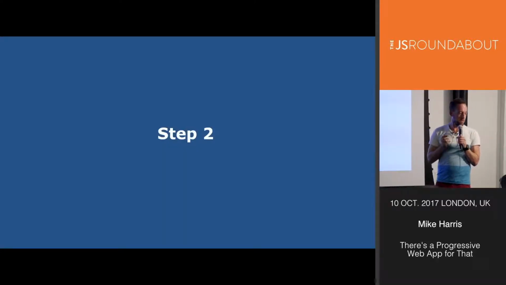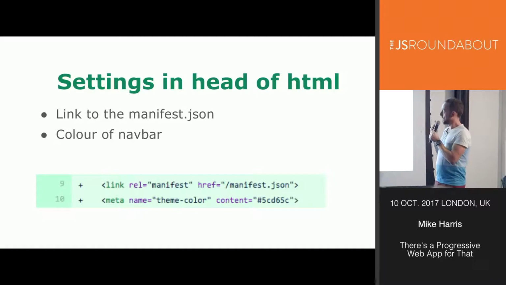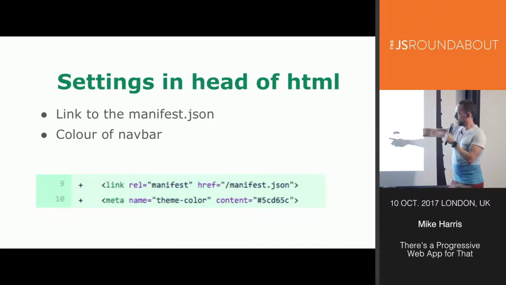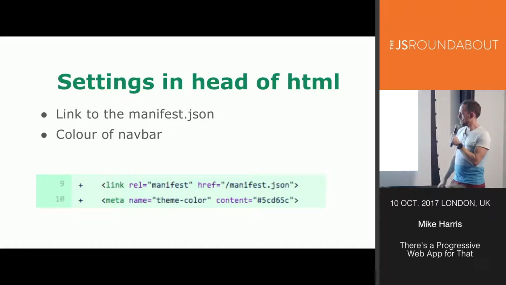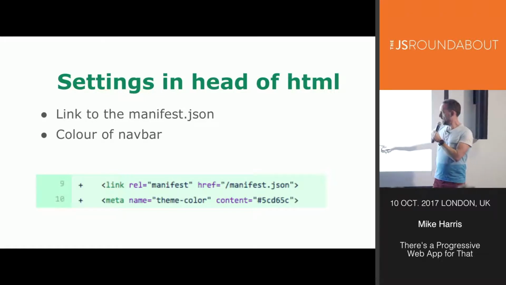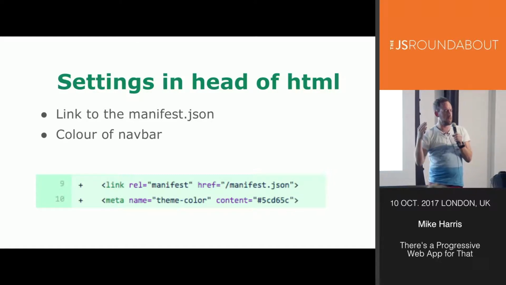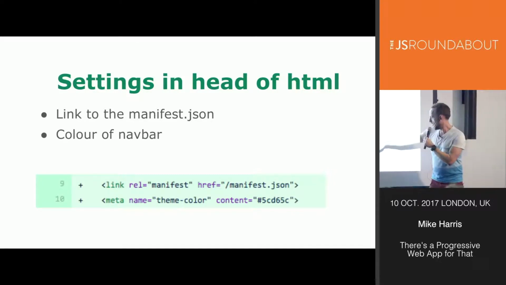Step 2, no JavaScript here. But we want to link to the manifest.json in the head of your HTML. So it's just a link with a manifest tag there. The other part that you put in the head of the HTML is a theme color. So you saw my app, it was kind of white with a bunch of green there. This is, for anyone who knows the hex, that's kind of green.